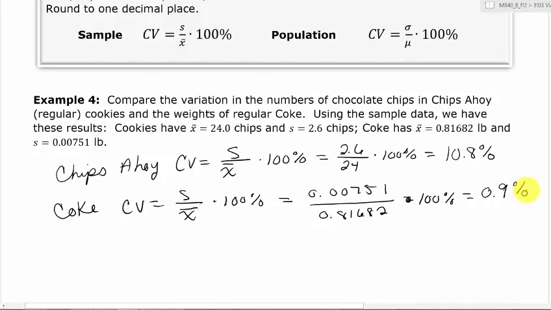So we can see from this that the number of chocolate chips in a Chips Ahoy regular cookie has more variation, or varies more than the weight of a regular Coke. So that is it. This is, again, just a way for us to compare how much variation there is in a set of data. And the higher the CV that you have, the more variation there is in your data. And again, it's nice because we can compare things that don't have the same units.